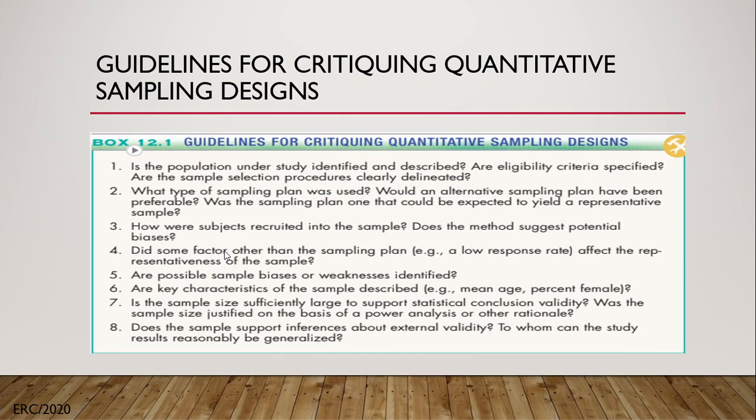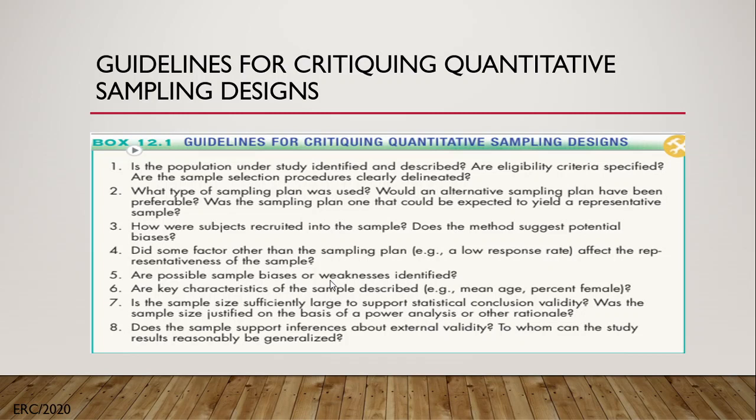Okay, what are the guidelines for critiquing quantitative samples? Okay, these are the guide questions. Is the population under the study identified and described? Okay, na-identify ba yung population ng study? Okay, are eligibility criteria specified? Meron ba tayong eligibility criteria? Are the sample selection procedures clearly delineated? Na-explain bang mabuti kung paano nila nakuha or paano nila ikakandak yung selection procedure ng ating mga samples?